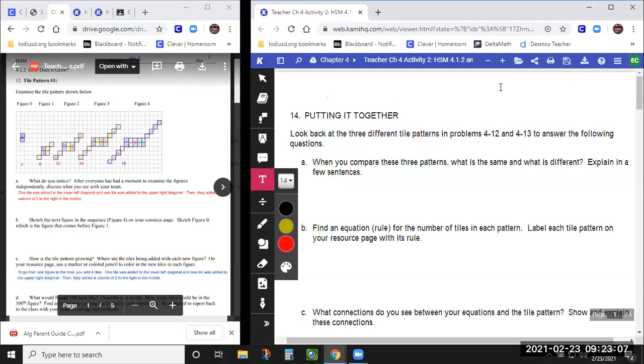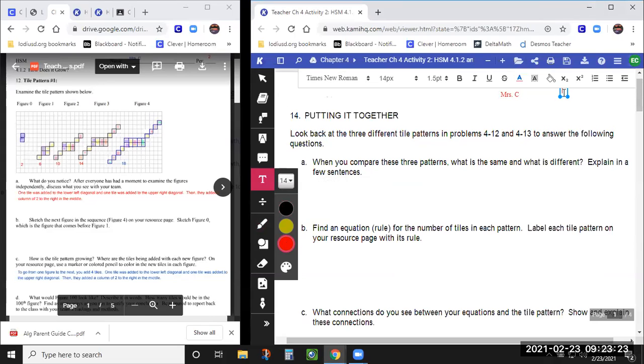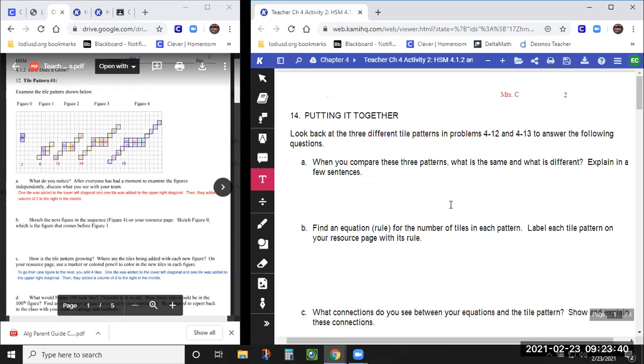Today I'll be red. Always in the habit of putting your name on it, even if it's virtual. Okay, so we're looking at yesterday. We're comparing the patterns from yesterday. How were those patterns the same and how were they different?